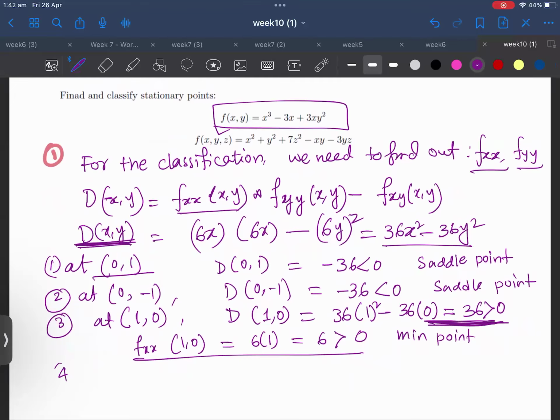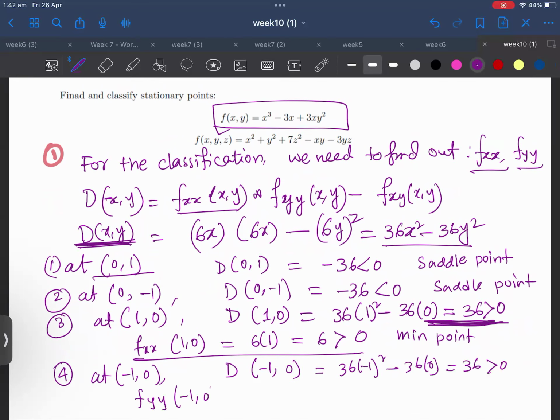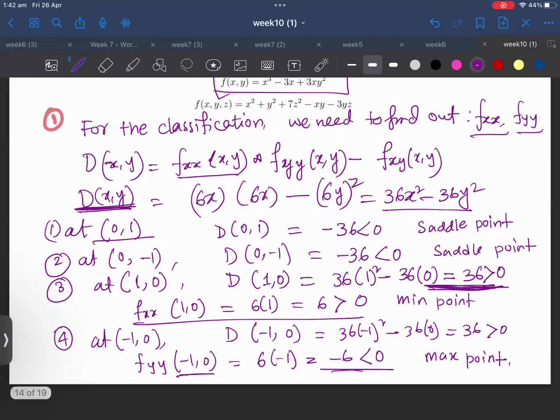And number 4 is at minus 1, 0. So D of minus 1, 0, again 36 times minus 1 squared minus 36 times 0 is positive. Now you need to find f xx at minus 1, 0, so it is 6 times minus 1, which is negative. So this point is a max point.